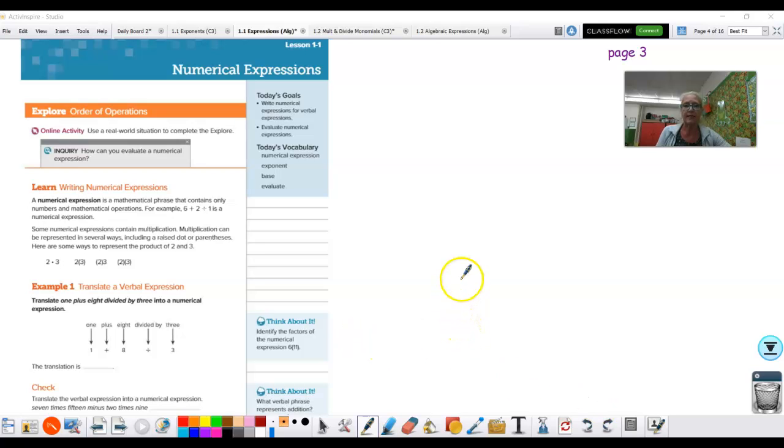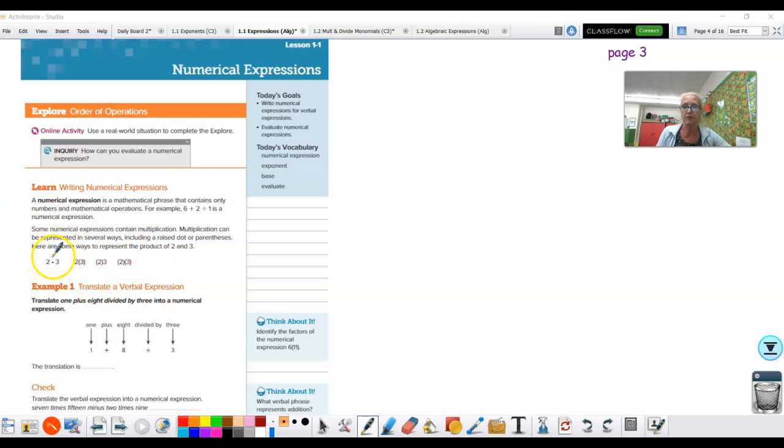We're going to be taking words and writing them as numerical expressions, and we're going to take numerical expressions and write them as words. So back and forth. It will be important that you know words that indicate addition, subtraction, multiplication, and division. Over here, they've shown you there are various ways. They want to make sure that you understand there are various ways to show multiplication.